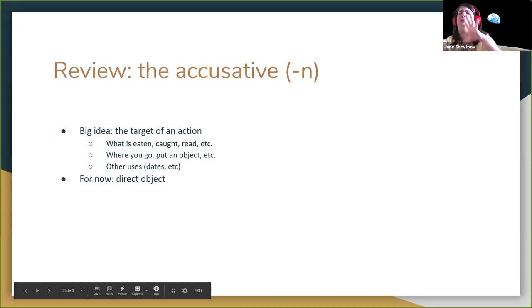So just to review, we call this the accusative. If you keep learning Esperanto, you will hear that word a lot. You might as well get used to it. And basically, it designates the target of a sentence. So the simplest way to think of it is the direct object.